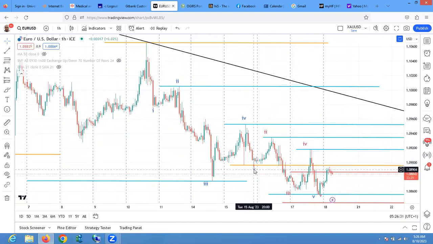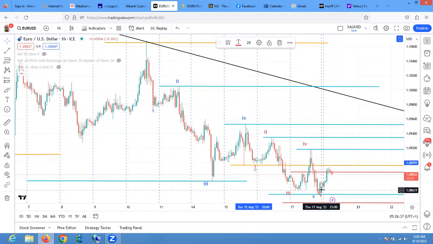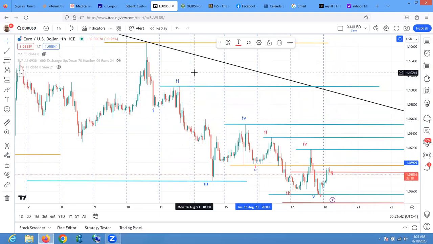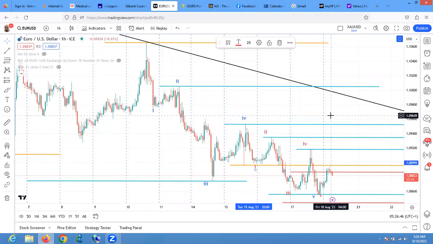And what I'm pitching, I'm looking at the possible scenario that we're going to now entirely correct this, at least an ABC format to the upside to finish. If this is a 3-3-1, we're going to have a 3-3-2, and we're going to now have another sharp drop to the downside. So that is what we are waiting for.